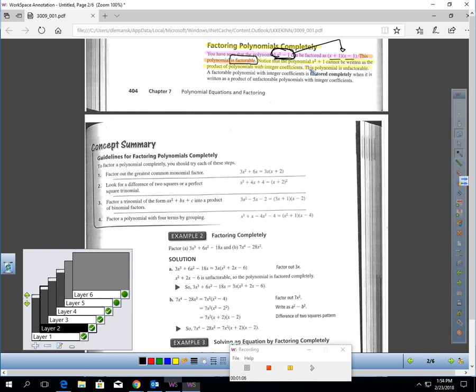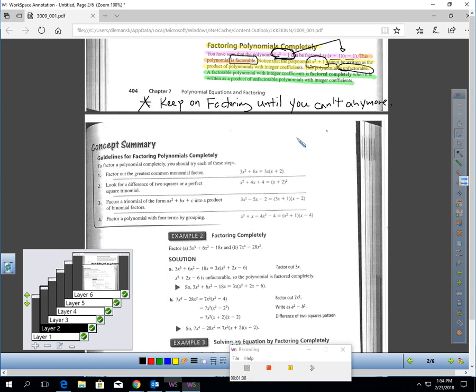On the other hand, notice that the polynomial x squared plus 1 cannot be written as a product of polynomials with integer coefficients. This is not factorable. It's unfactorable. A factorable polynomial with integer coefficients is factored completely when it's written as the product of unfactorable polynomials with integer coefficients. So that sounds like a mouthful. Here's all that's saying. This whole paragraph is just telling you, keep on factoring until you can't anymore. Okay? We always want to factor completely. Keep on factoring until you can't do it anymore.